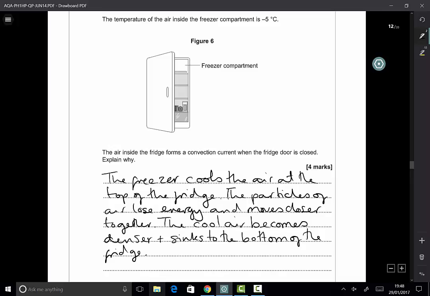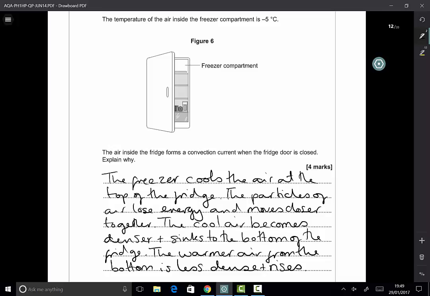Okay, so there was warmer air at the bottom. That's now being pushed up because it's less dense. So I know what I've done here is I've given more than 4 marks, but I don't know exactly what the mark scheme's going to say. So I want to make sure that I've given as much detail as I possibly can.